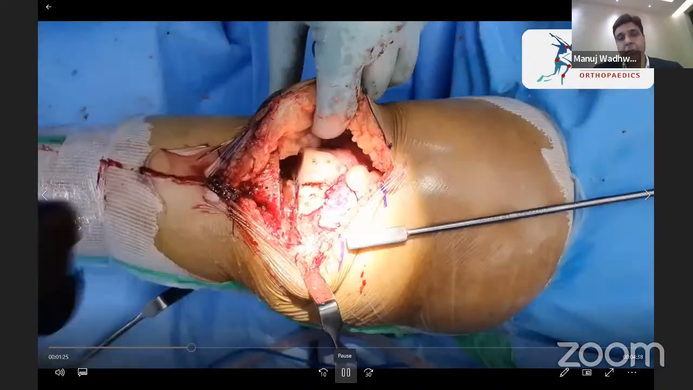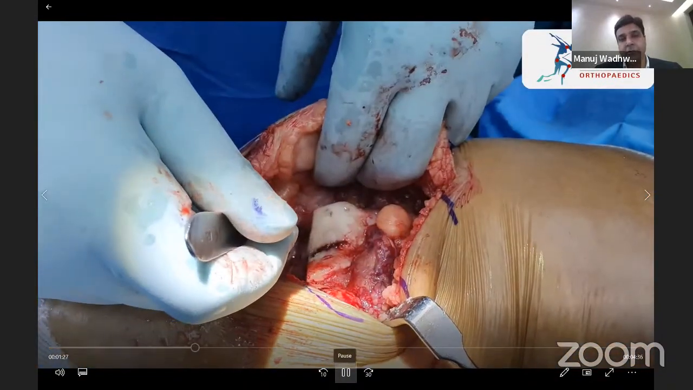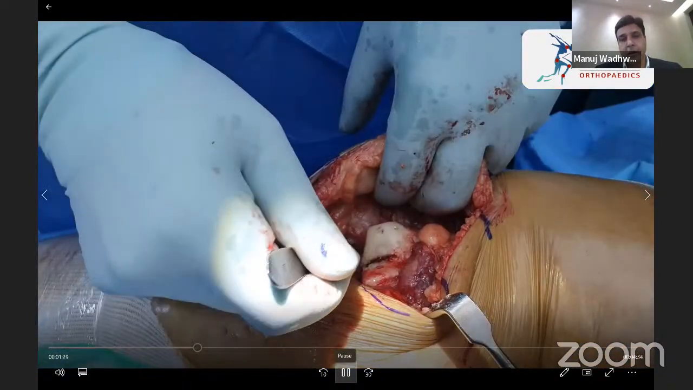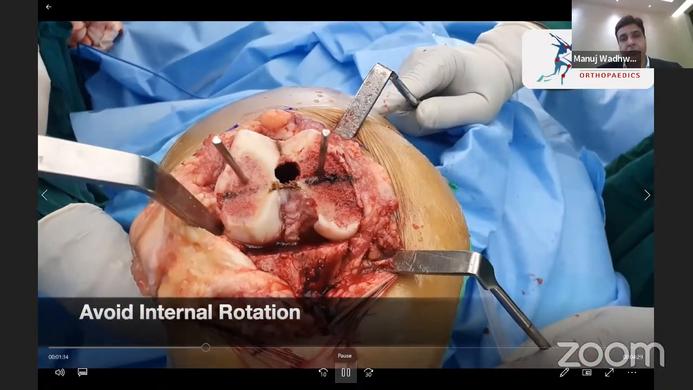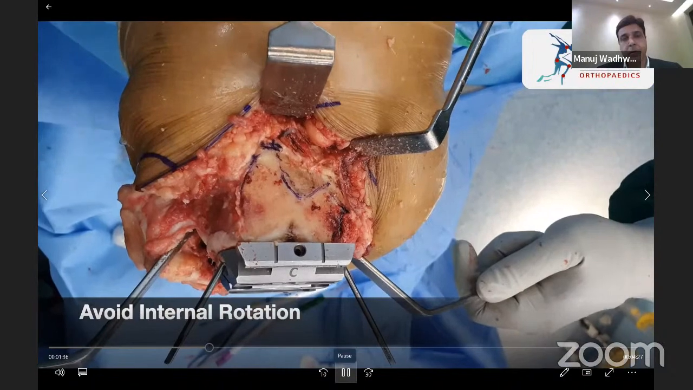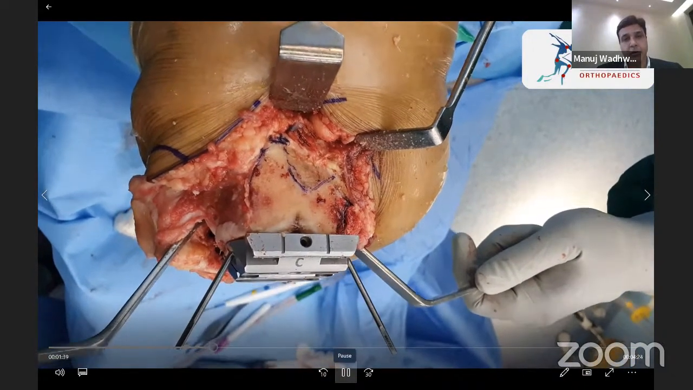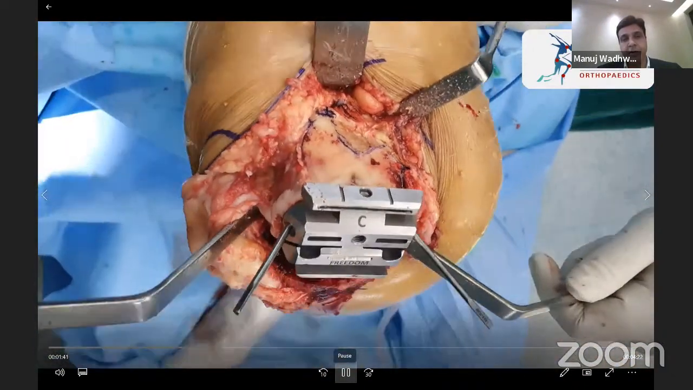So in all these knees, normally what you have is tight lateral structures and stretched out medial structures. In extension, using the spreaders, cut the tight lateral structures, which is the posterior capsule and the LCL. Oh, sorry, the iliotibial band. You should never ever cut the popliteus at this stage.